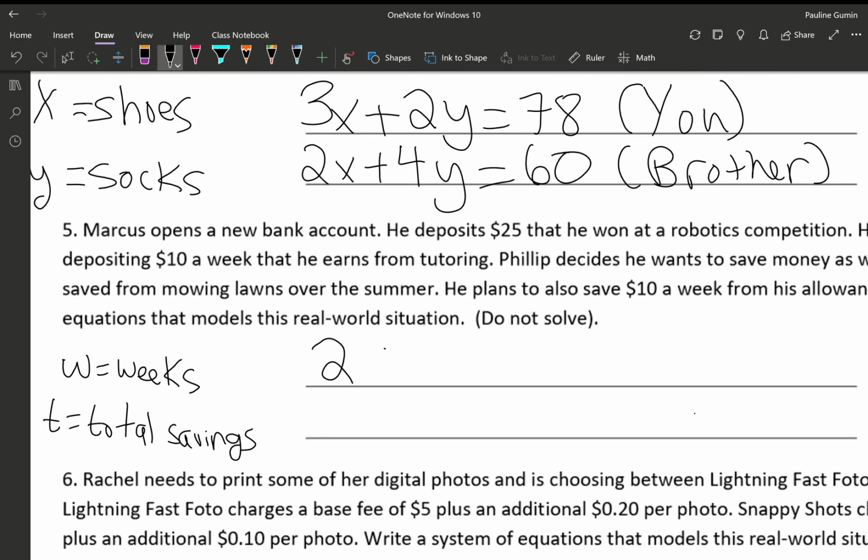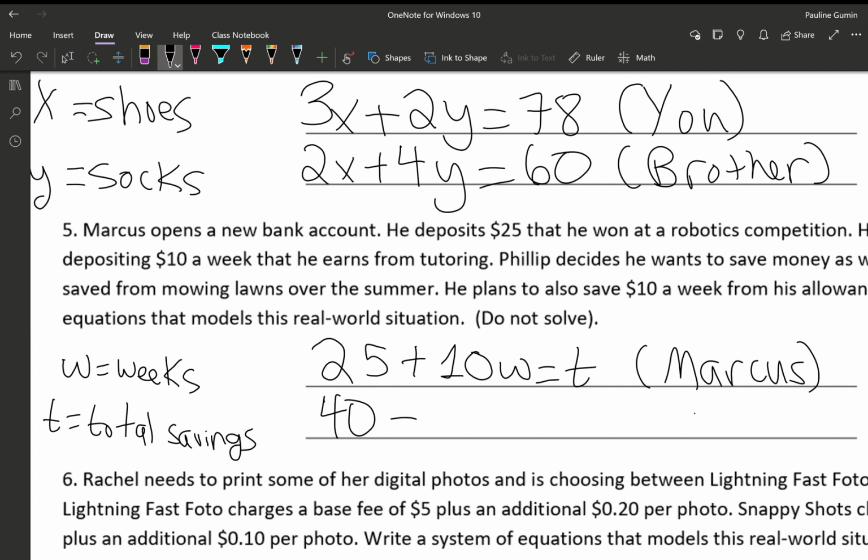Marcus deposits $25. There's nothing that can be done about that. Then he decides to deposit $10 per week to get his total. Then we have Philip. Philip puts in $40. It's just there. It's there to begin his savings. And then he starts saving $10 a week to get whatever total he is looking for.